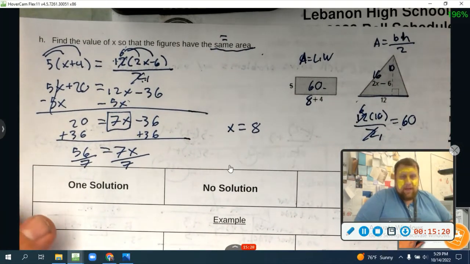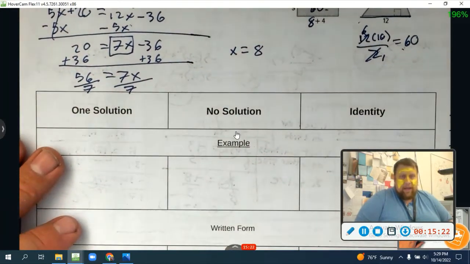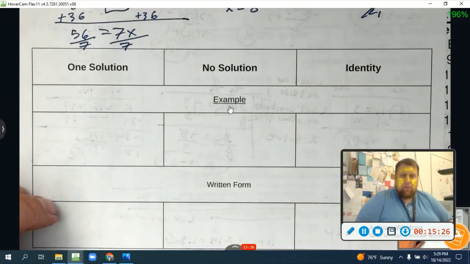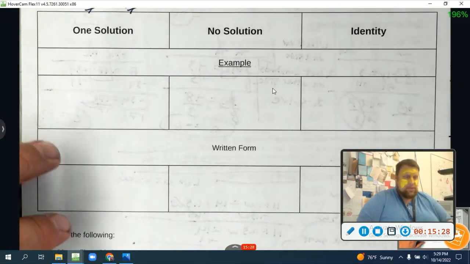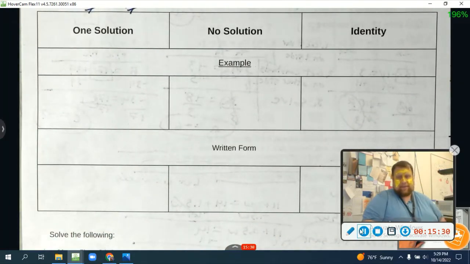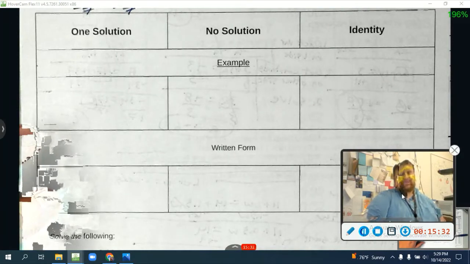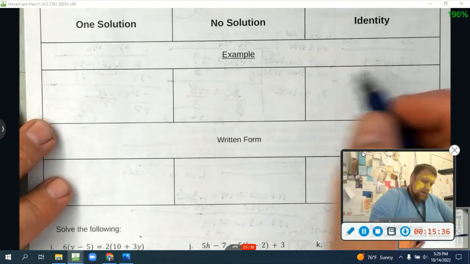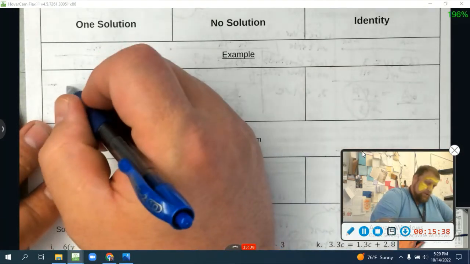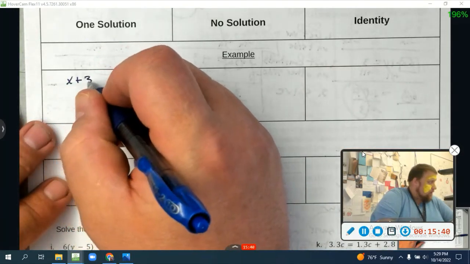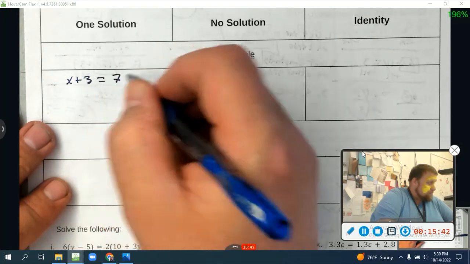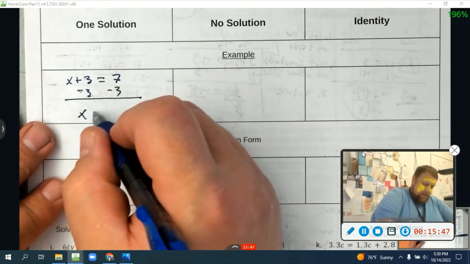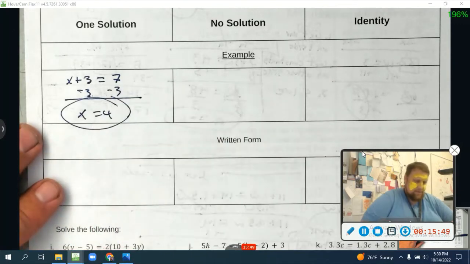Awesome. So let's go ahead and, again, pause this, write things down. We're going to fill in a little bit of table. I want to talk about one solution, no solution, and... Okay, I'm going to keep myself down here a minute while we fill in this top part. But one solution, watch this. If I have x plus 3 equals 7, subtract both sides by 3, what do we know? X equals 4. One solution.